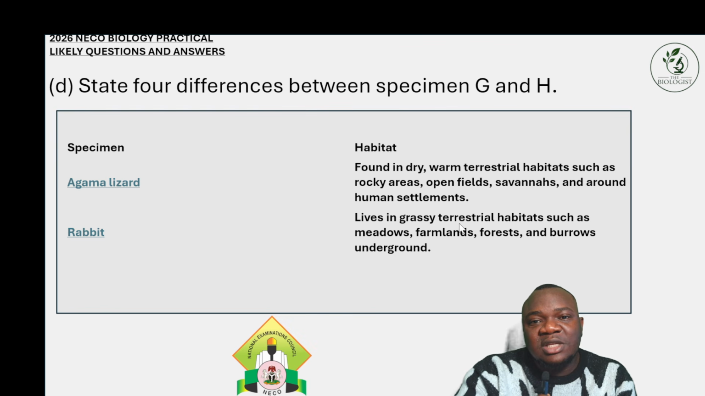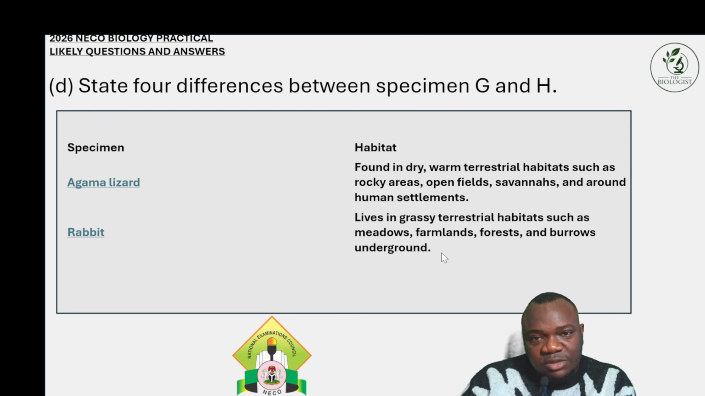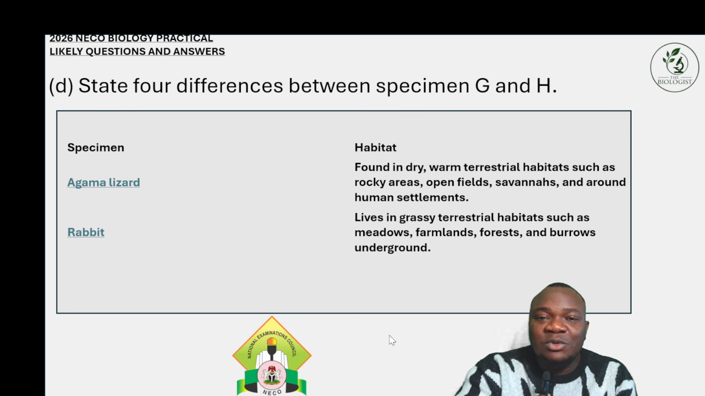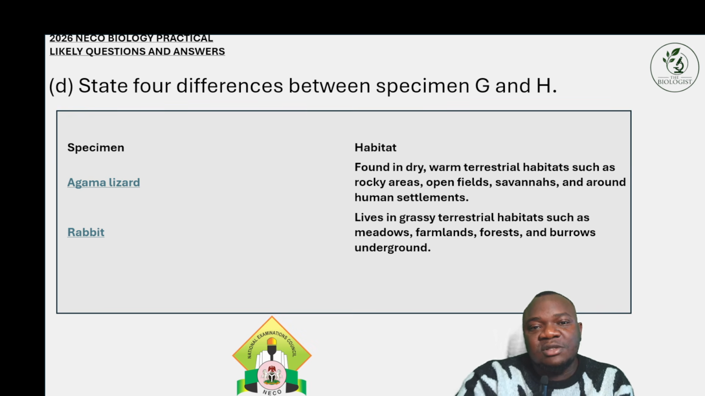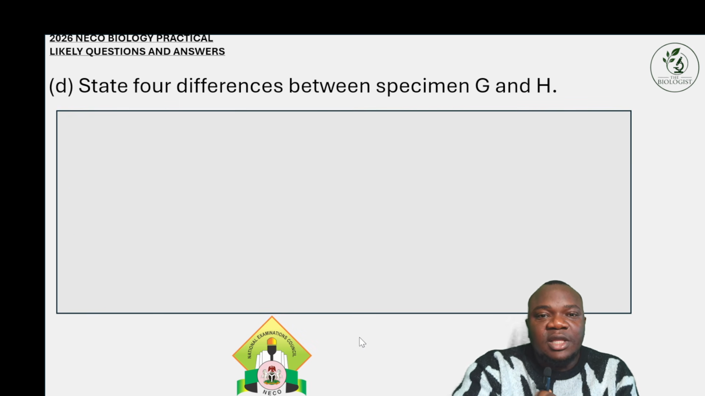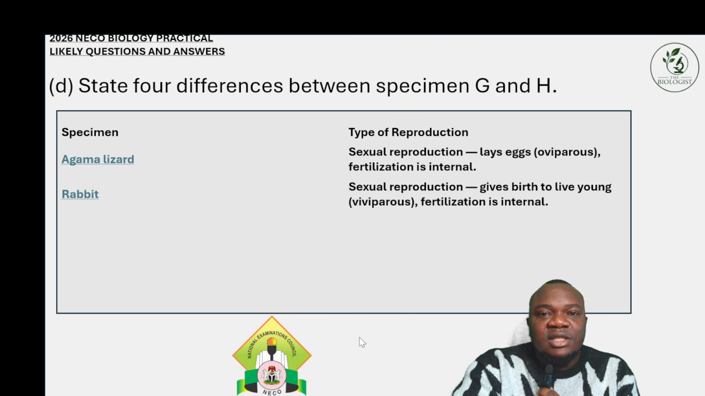Then for rabbits, they live in grassy terrestrial habitats such as meadow, farmland, forest, and the burrows under the ground. Very good. And we know that it's very common. You have a lot of rabbits that normally create holes under the ground and stay there. Okay. Then type of reproduction.